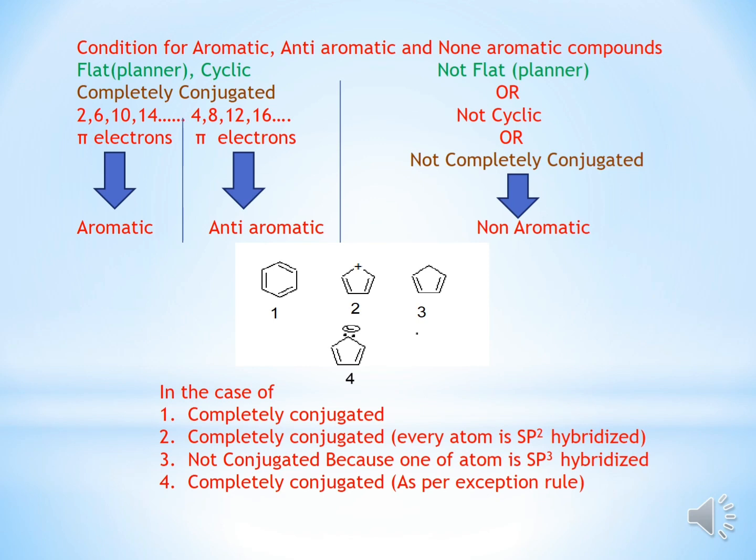In compound number 3, you can see it is an sp3 hybridized carbon because it doesn't have any lone pair, so it is not completely conjugated. And in the case of 4, you can see it becomes completely conjugated due to the exceptional rule. What is the exception rule? If there is a lone pair and the lone pair is attached to an sp2 hybridized carbon, then it is considered as sp2.